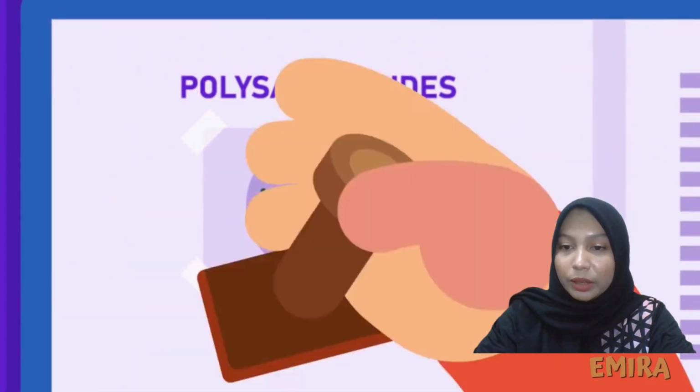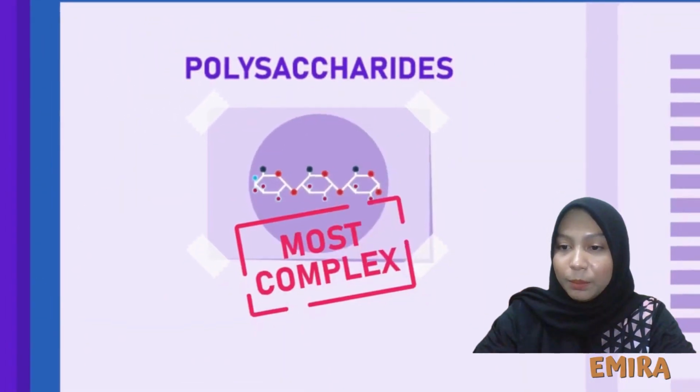Polysaccharides are the most chemically complex carbohydrates, and examples include starch and cellulose. There are other substances which are slightly modified carbohydrates, such as chitin of the arthropod skeleton.